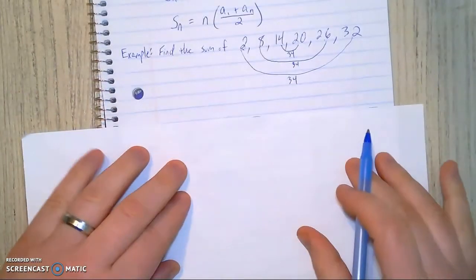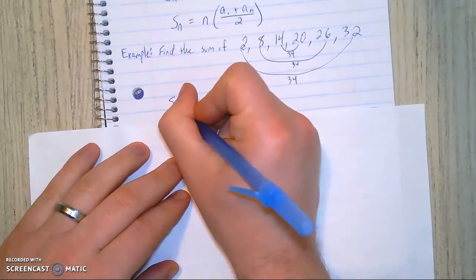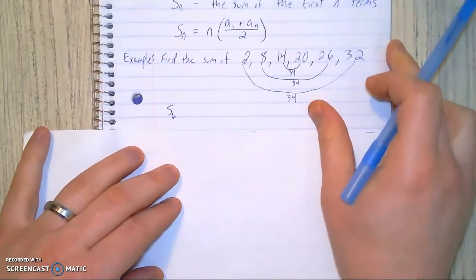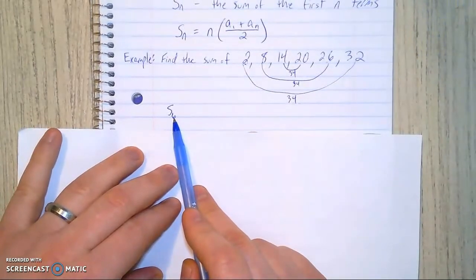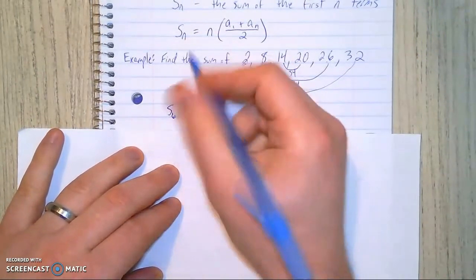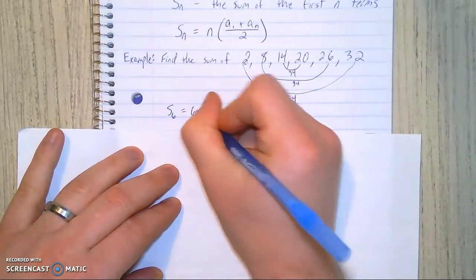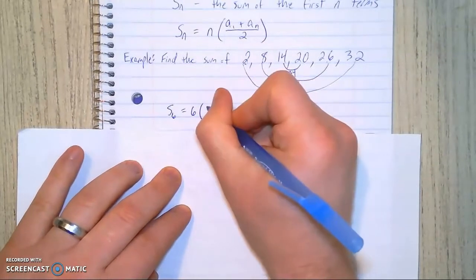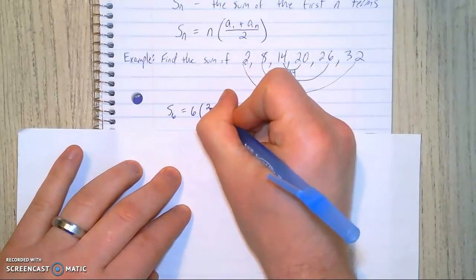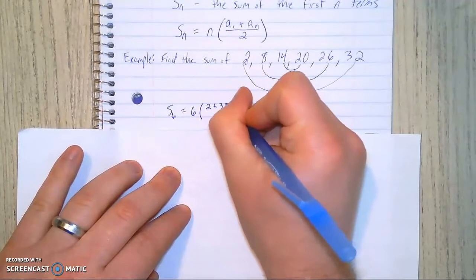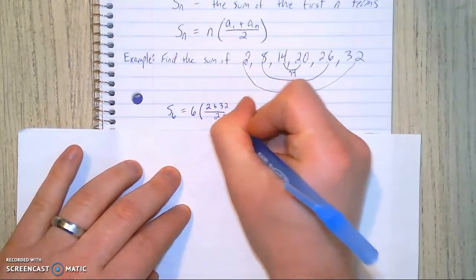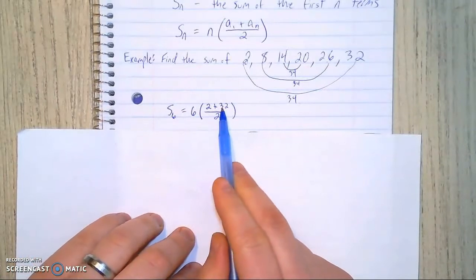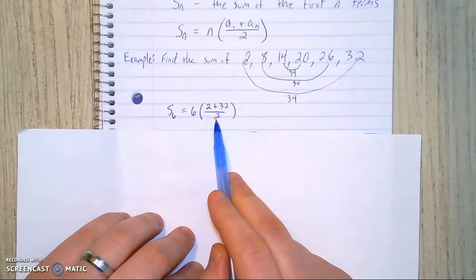First time using this formula, I'm going to put S sub 6 now. I'm not just looking at an nth term, but rather the sum of the first 6 terms. And it equals, there are going to be 6 sets of, and when I add the first and last, that's 2 plus 32, and all of it gets divided by 2. Well, again, that's where 2 plus 32 makes 34. 34 divided by 2 is 17.